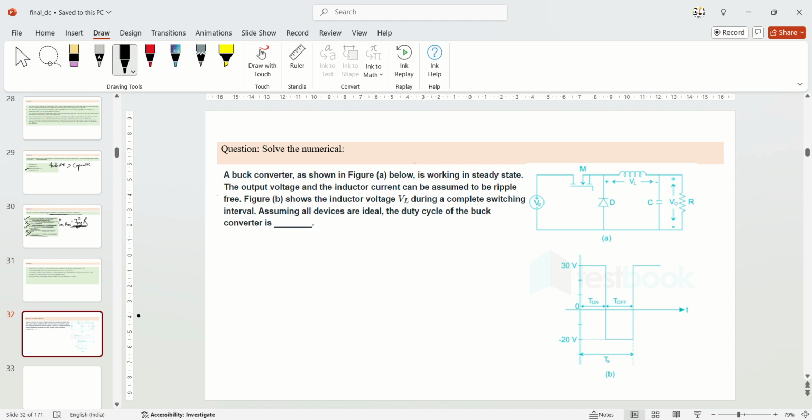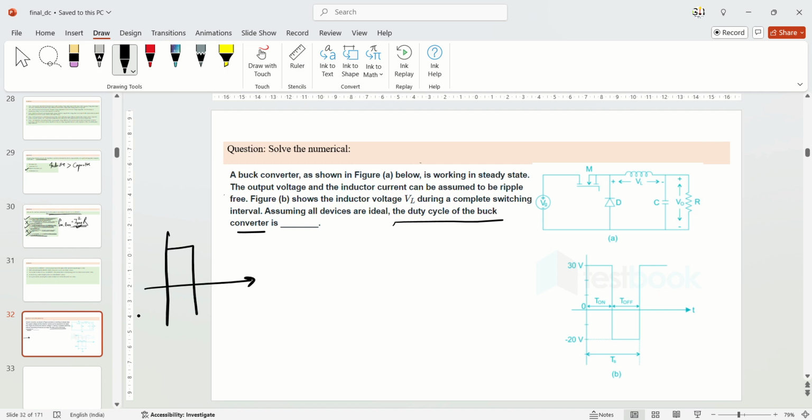Okay, let me give the solution for this question. They are asking about the duty cycle of the buck converter. The voltage looks like this: it's 30 volts during the on state and minus 20 volts during the off state, and the overall time period is Ts.